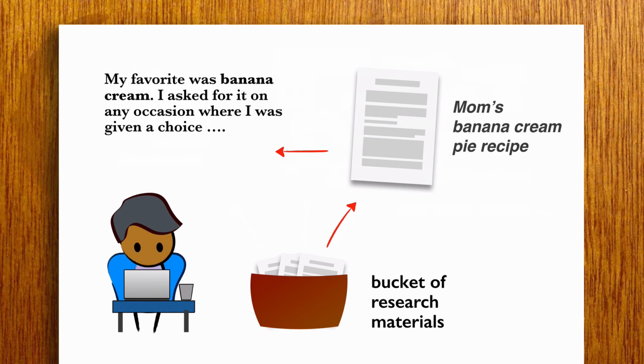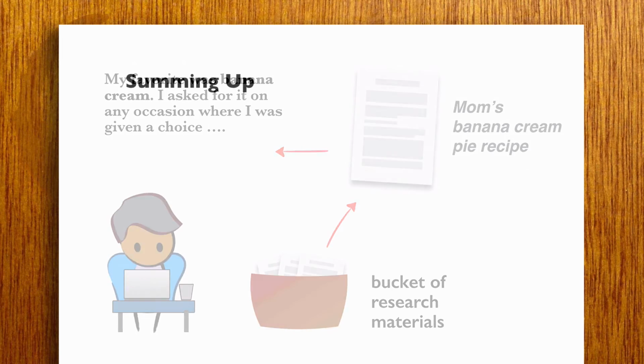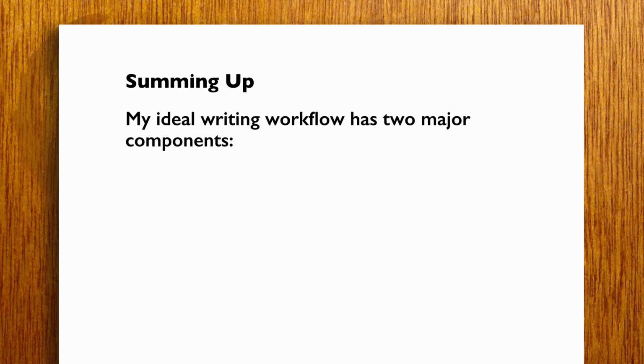And I don't want the transition to be so disruptive that it's a huge production to look up a source, find the relevant information, and then go back into the writing to paraphrase the reference or copy a quotation. I want this part of the writing process to be just as easy to manage as switching between outline mode and draft writing mode. So to sum up, my ideal writing workflow has 2 major components.